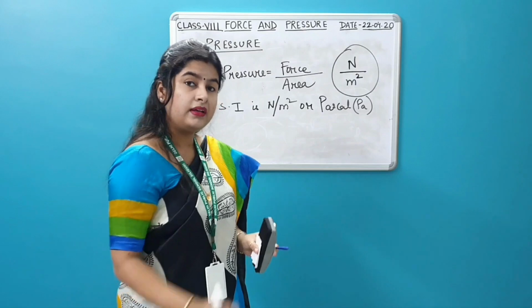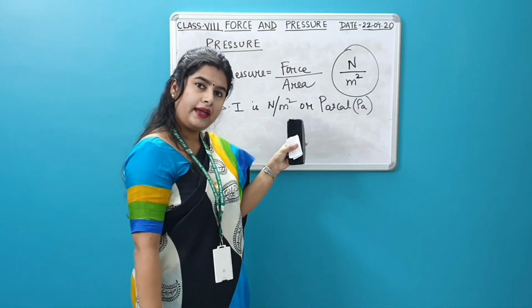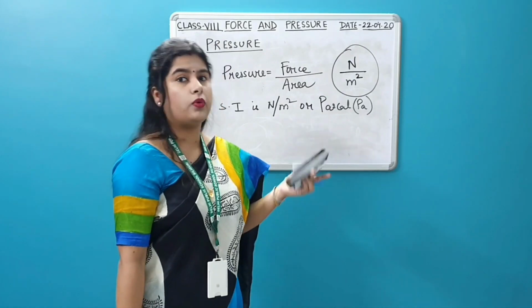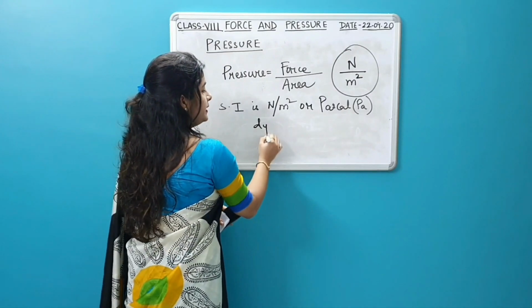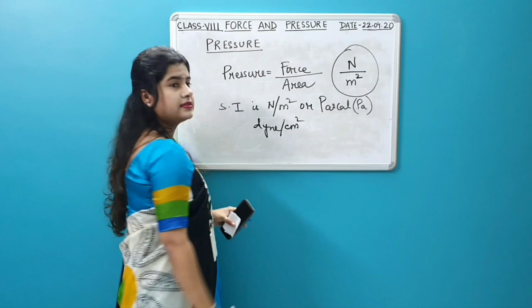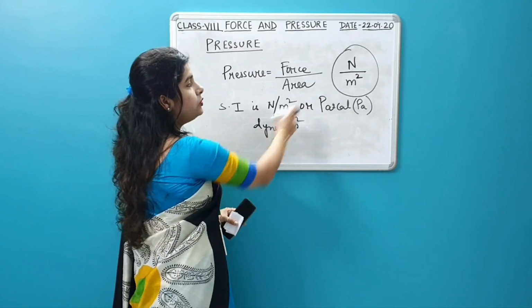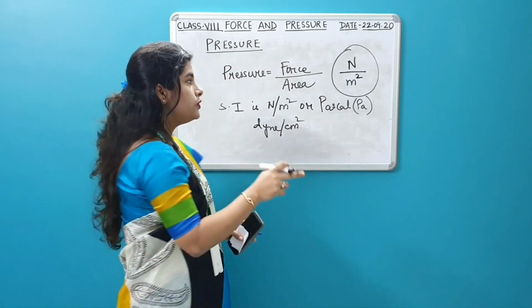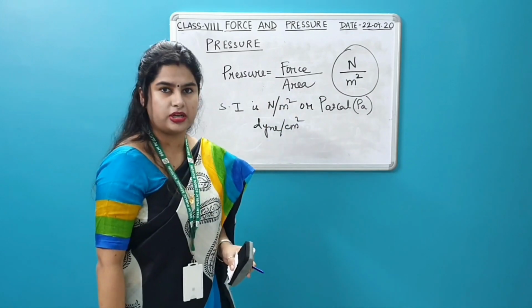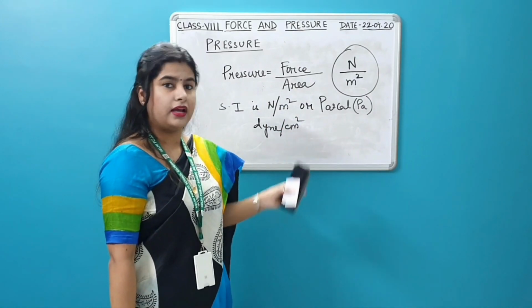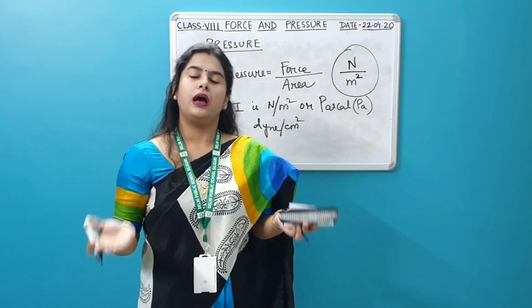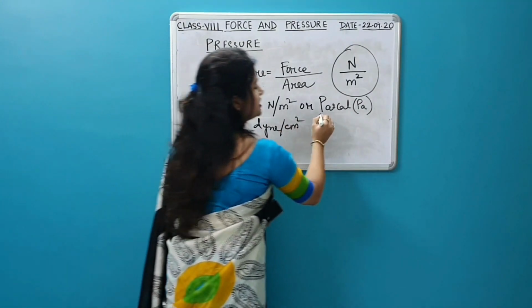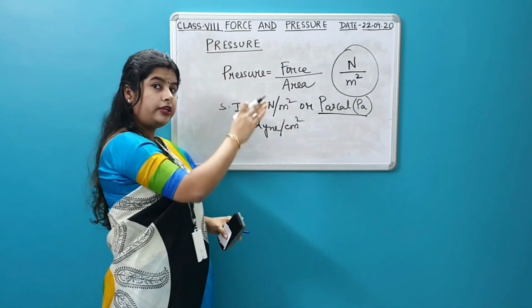Is that clear? This is very important. The standard unit Newton per meter square is known as Pascal. If I ask you what is the CGS unit, you are going to tell me dyne per centimeter square. We have already studied about Newton and dyne in the previous part while doing force. So Newton per meter square or Pascal, both are the same thing.